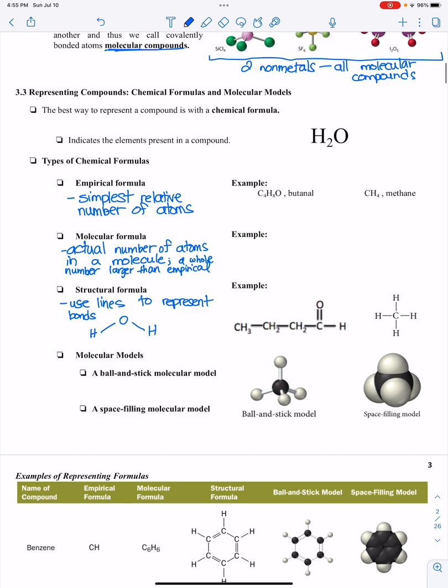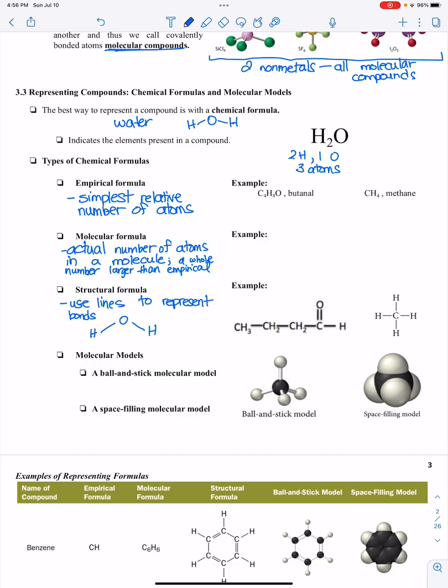All right, now let's end this lecture here with just representing compounds, chemical formulas, and molecular models. So the best way to represent a compound is with a chemical formula. So right here I have water, which is H2O. I'm going to draw it. It also looks like this, and we'll talk about that in a bit. In H2O, there are 2 hydrogens and 1 oxygen. That's 3 atoms in total.